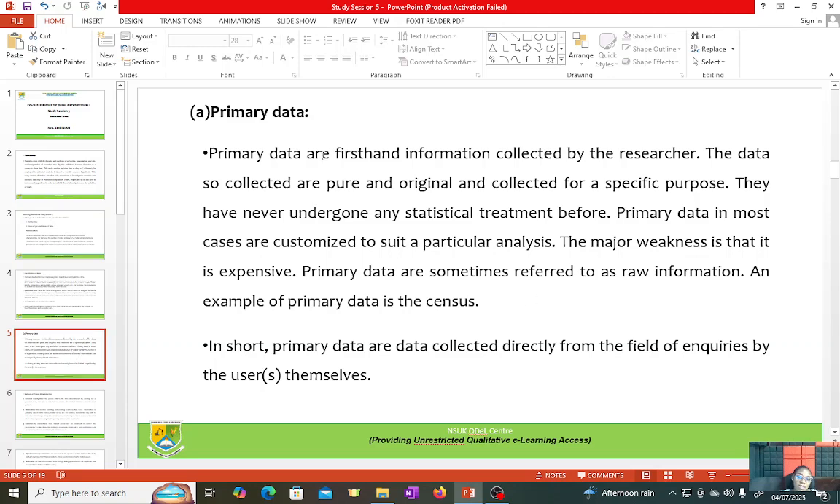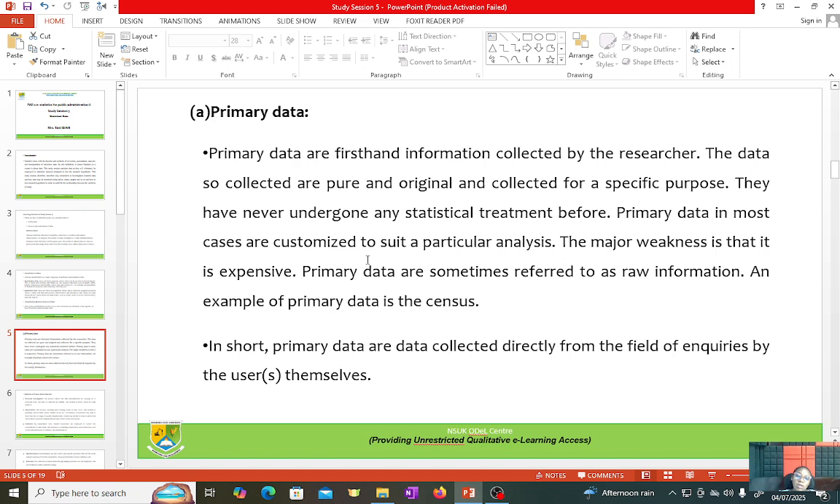Primary data is a first-hand information collected by the researcher by himself for a specific purpose. This kind of data has not undergone any form of statistical treatment or any form of manipulations. Primary data in most cases are customized to suit a particular analysis.